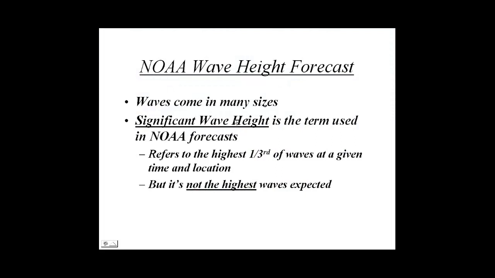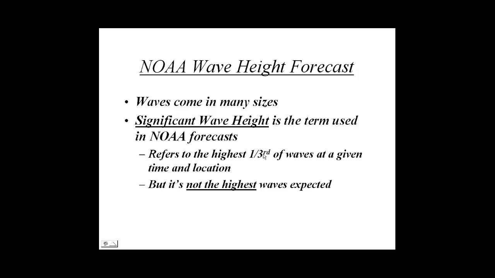Now, NOAA wave height forecasts. The waves come in many sizes, as we saw, because we have trains mixing, we have swells traveling, we have locally generated waves, so you have a whole combination of wave heights at a given moment and a given location. NOAA reports wave height as significant wave height. Now don't be fooled by this term, because it's a very deceiving term, and I'll explain in detail why.